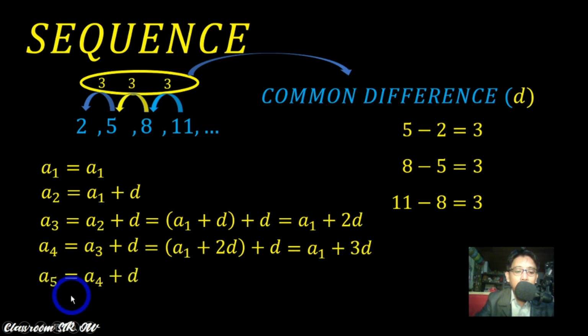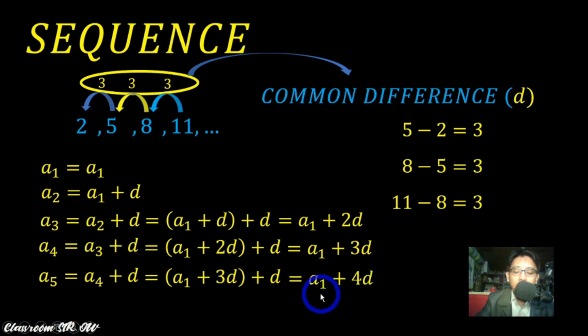Now let's go to the fifth term. Of course, the fifth term is the fourth term plus the common difference. But a sub 4, which is the fourth term, is equivalent to a sub 1 plus 3d. There are now 4 common differences, therefore that is a sub 1 plus 4d. So a sub 5 is equivalent to a sub 1 plus 4d.